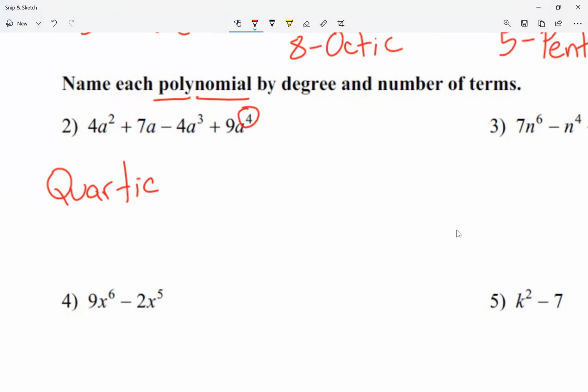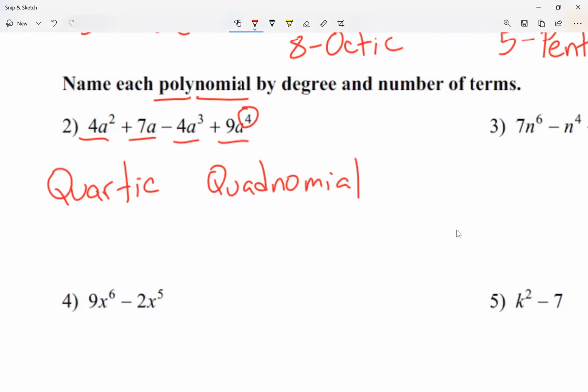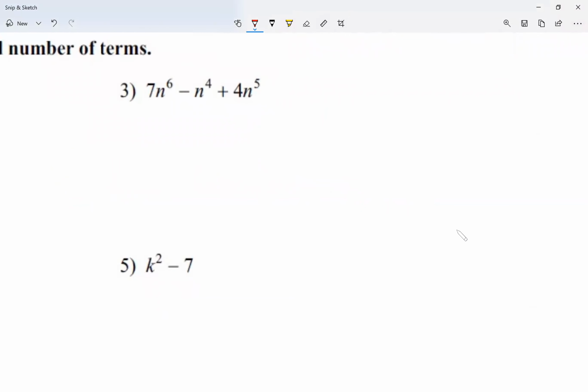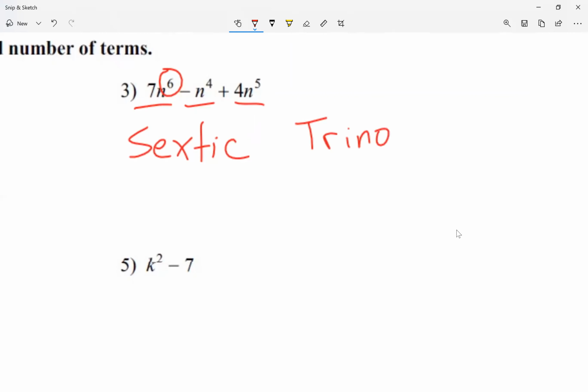Now, based on the number of terms, I see 1, 2, 3, 4 terms. Remember, terms are those things separated with a plus or minus. So I see 4 terms. So I'm going to call this quadnomial. So quartic quadnomial. Okay, let's take a look at question number 3. The highest exponent, I see it's a 6. So according to our list, this is going to be sextic. Now, based on the number of terms, I see 1, 2, 3. So this is going to be a trinomial.